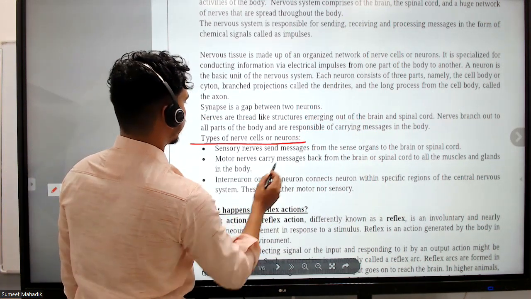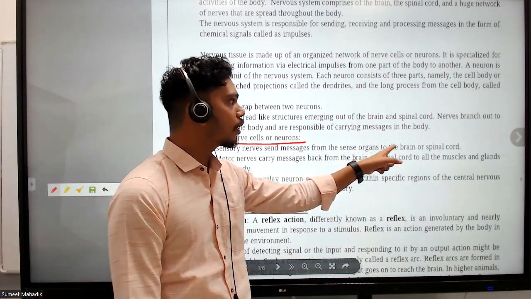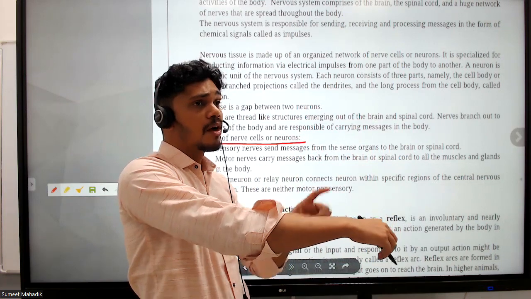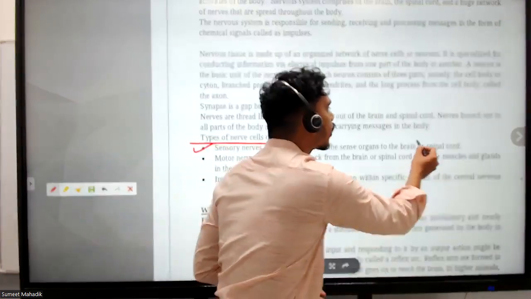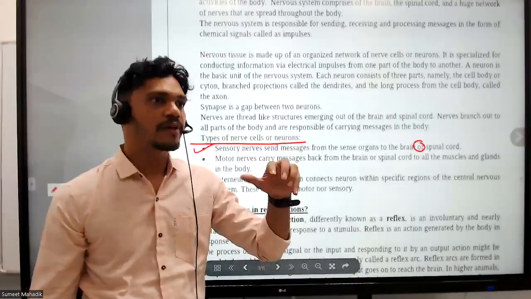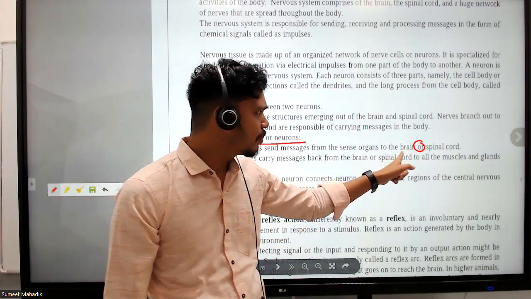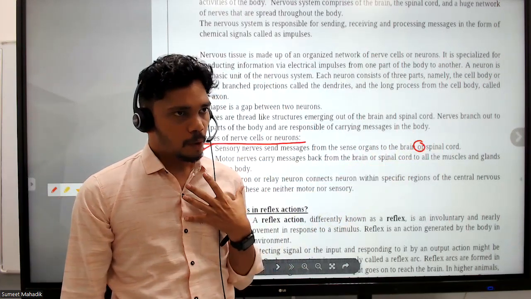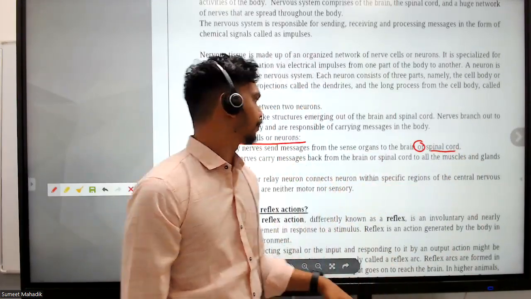Types of nerve cells and neurons. One, sensory nerves send messages from the sense organ to the brain. The moment I say a mosquito is biting me, the skin is a sense organ. From the sense organ, it goes to the brain or spinal cord. Sometimes we have to take a decision very fast. A quick response should be there. Reflex arc. That time the brain takes a lot of time compared to the spinal cord. So we want to protect our body, and the spinal cord is sometimes responsible. It's called a reflex action.